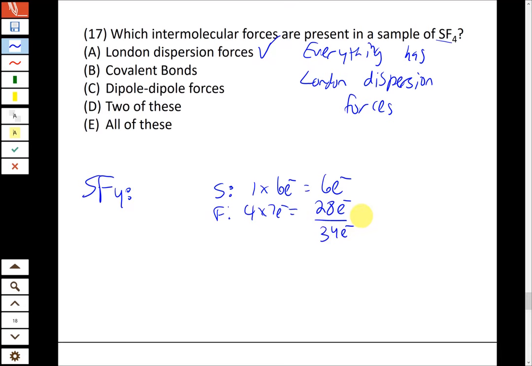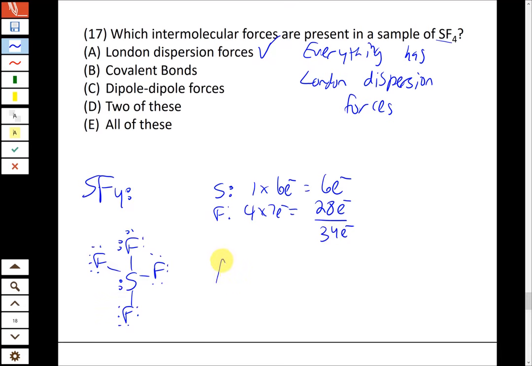So we have 34 valence electrons for SF4. When we draw the Lewis structure of SF4, after completing the octets on fluorine, so 8 electrons each for the fluorine atoms, 2 from the bond, 6 more as lone pairs, 4 times 8 is 32. We have 2 more to go on the central atom then.